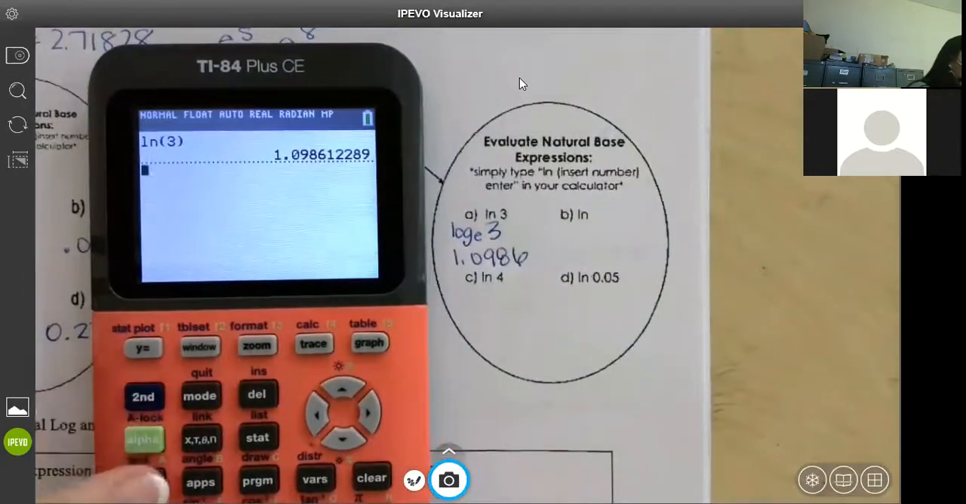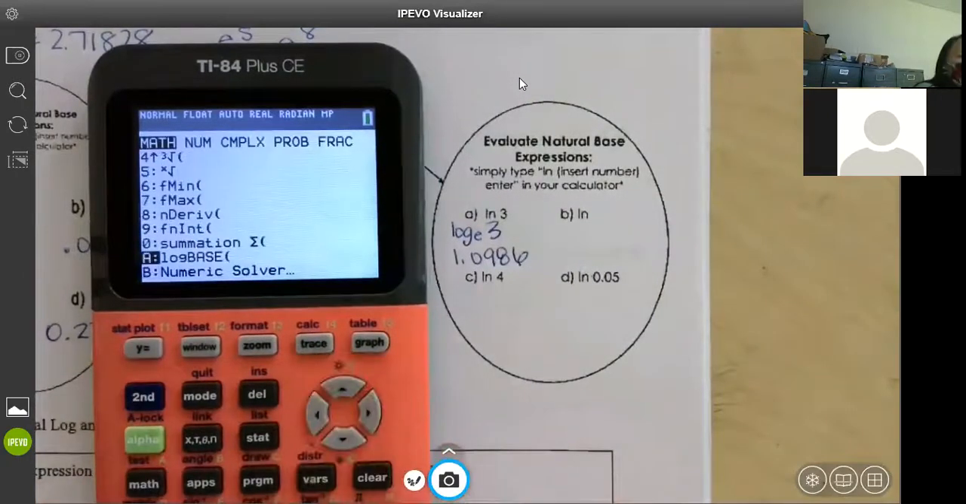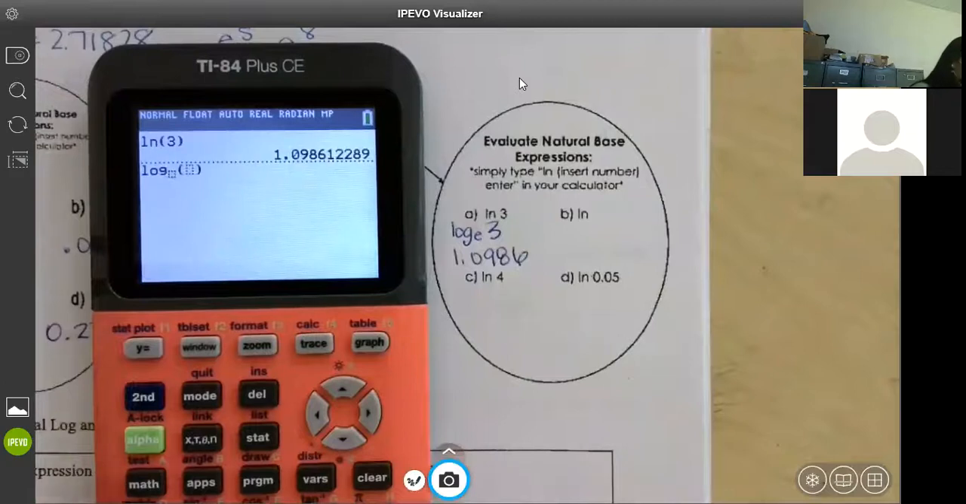But I just wanted to show you that log base again. So math and up to log base, we can do e and then to the 3rd or 3. And you guys can see it's the same thing. So I just wanted you to know when you see log base e, we can change it to LN.